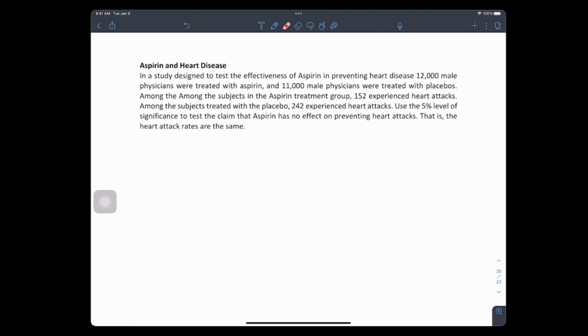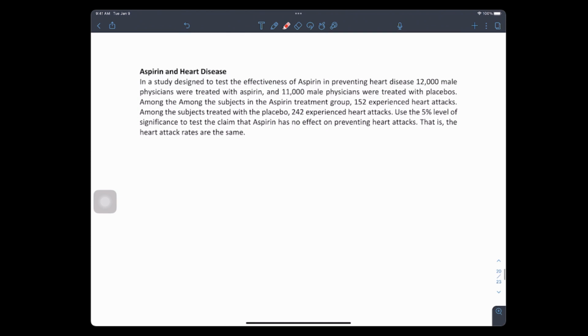Okay. So, in a study designed to test the effectiveness of aspirin in preventing heart disease, take a look at this one. Look at the group. 12,000 male physicians were treated with aspirin, and 11,000 male physicians were treated with a placebo. Do you guys know what that means? Yeah, a placebo is like a sugar pill. It's a phony baloney pill.